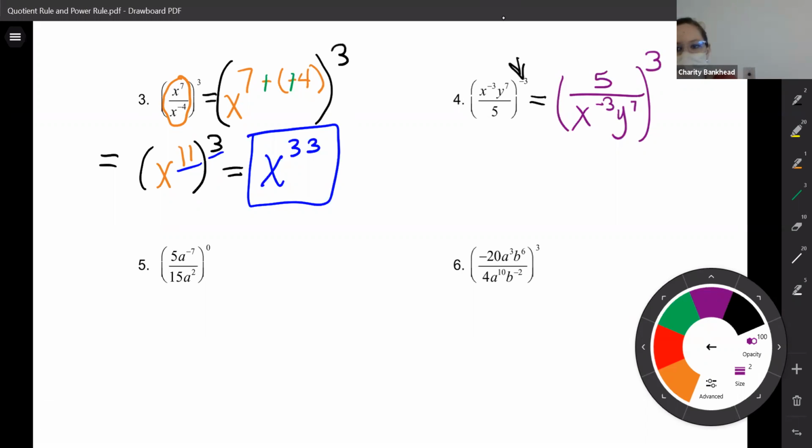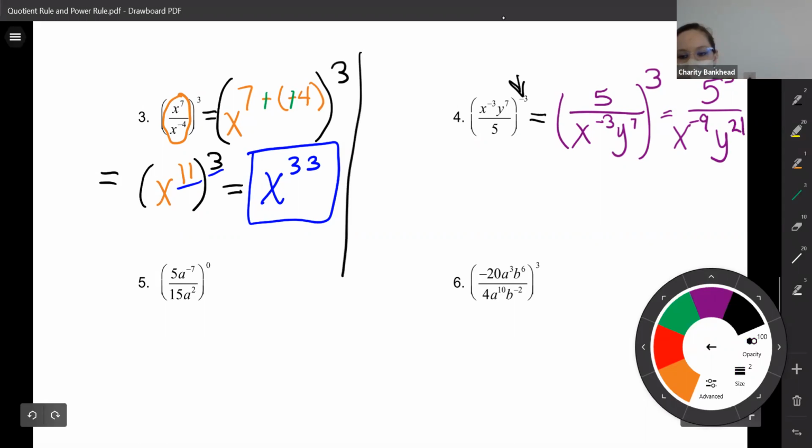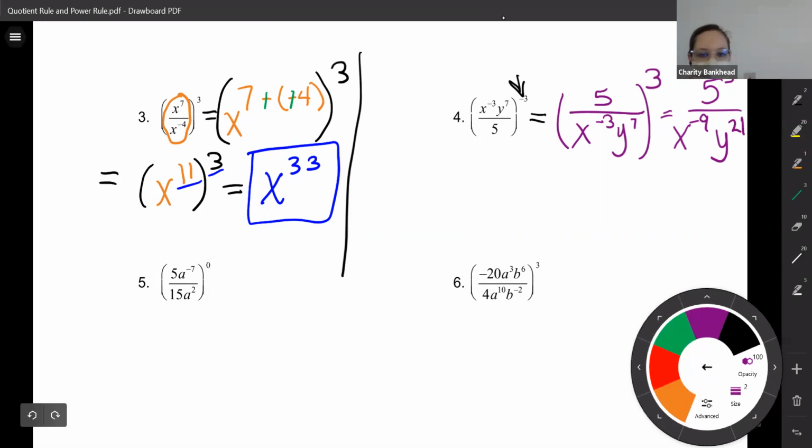So 5 to the third power. And then on the denominator, negative 3 times positive 3 would equal negative 9. So it's x to the negative 9. And then 7 times 3 is 21. So it's y to the power of 21. All right. So 5 to the power of 3. So 5 times 5 is 25, times 5 equals 125.